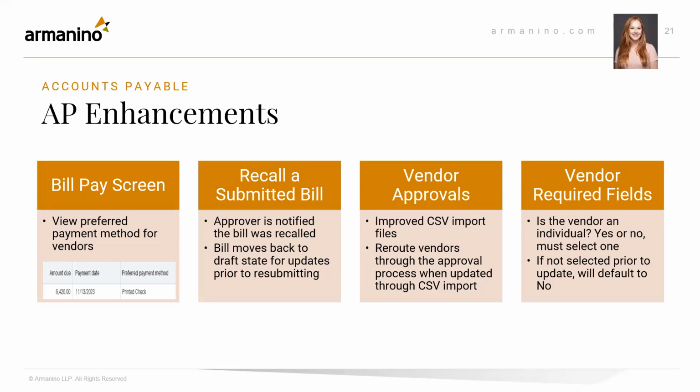So some additional enhancements in the accounts payable module is in the bill pay screen. And I think this one's going to be really popular for a lot of people. I know I have several clients that have asked for this in the past. You're able to see the preferred payment method for the vendor on the bill pay screen. So as you're paying bills, you can see how that vendor wants to be paid. Previously, the workaround was to create an advanced filter for each preferred payment method type. And then you would have to select that filter, and then you could pay those vendors in that manner.